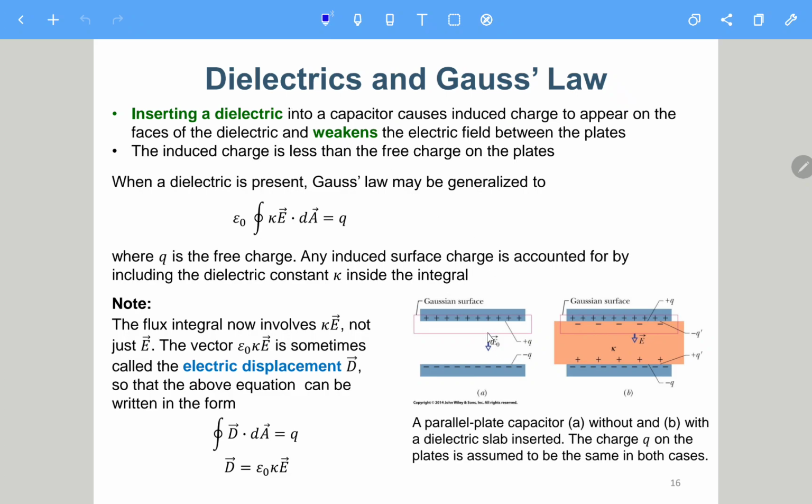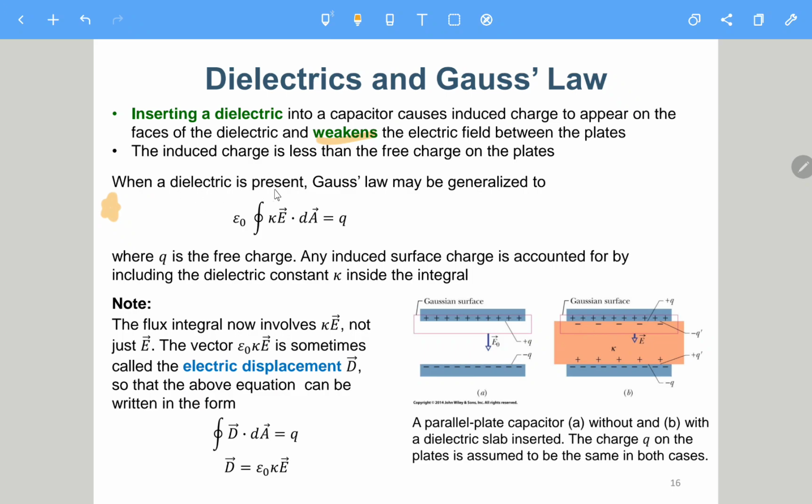describe this thing in a mathematical way. So here it says inserting a dielectric into a capacitor causes induced charge to appear on the face of the dielectric. It cancels part of the external E field, but it is always smaller than the external E field, so it just weakens it, and the induced charge is less than the free charges on the plate.